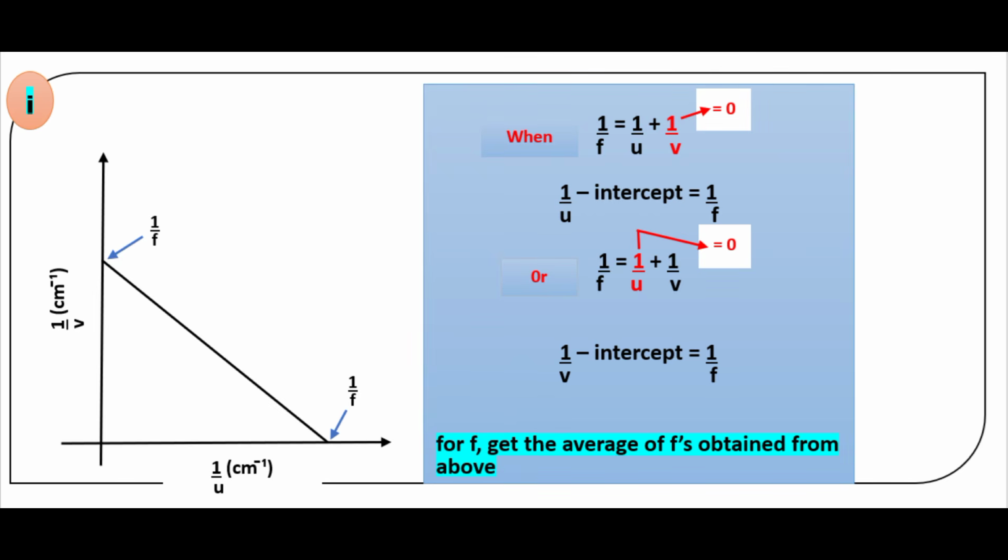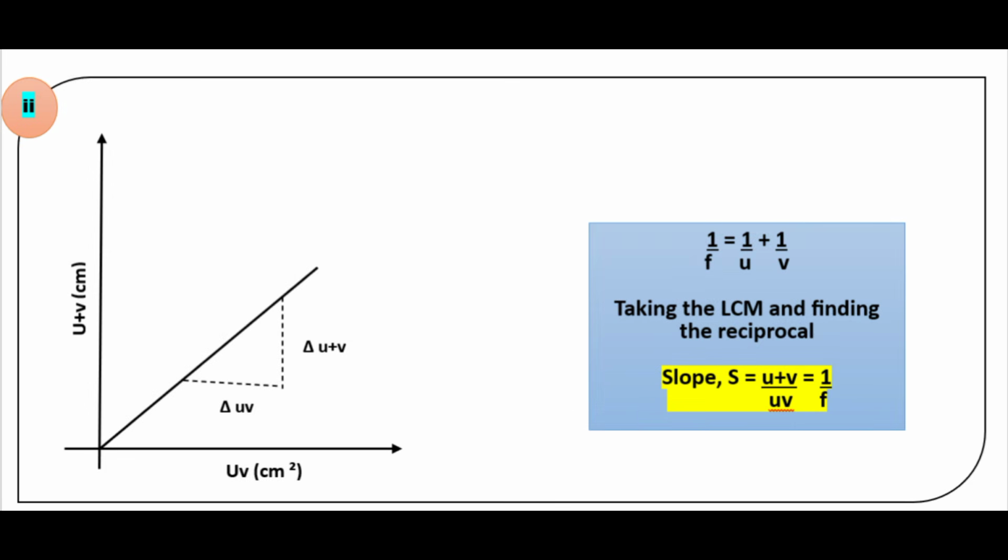And in this case now, if you want the value of f, you determine the average of the f you obtain from the reciprocal of 1 over v here, and the reciprocal of 1 over u. So the reciprocals of the two intercepts will give you the two focal lengths, and then you can get the focal length by getting the average of the two, because 1 over f is the intercept. So if you get the reciprocal of the intercept, you get f, and the average will give you the correct value of f.